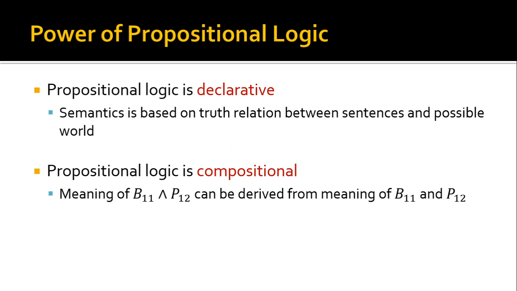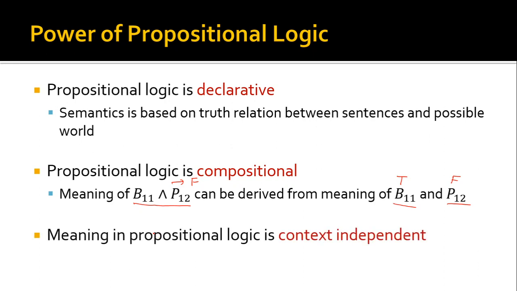What do we mean by that? The meaning of the whole can be derived from the meaning of the parts. For example, if you have a sentence like B11 and P12, then the meaning of this can be derived from the meaning of B11 and P12. If I say that B11 is true and P12 is false, then we can derive the truth value of this sentence to be false.